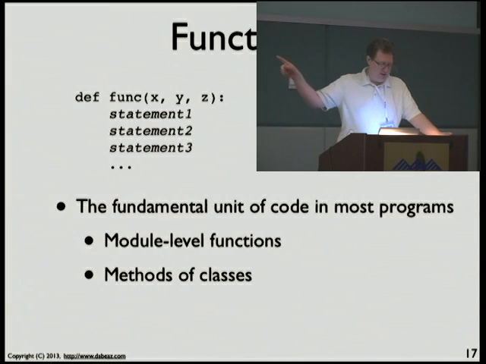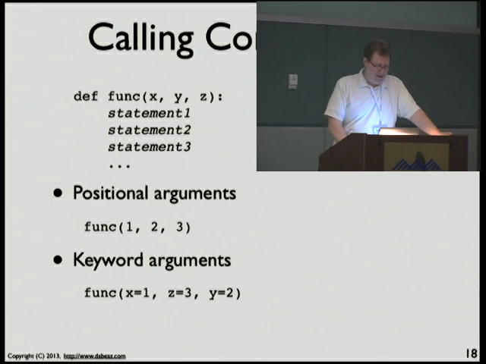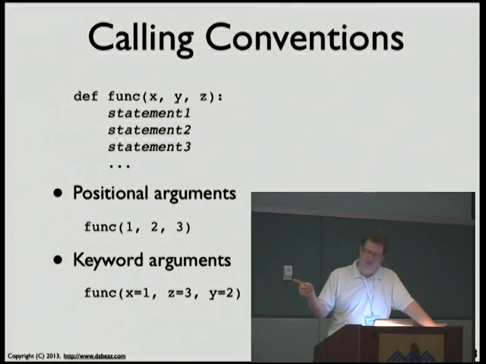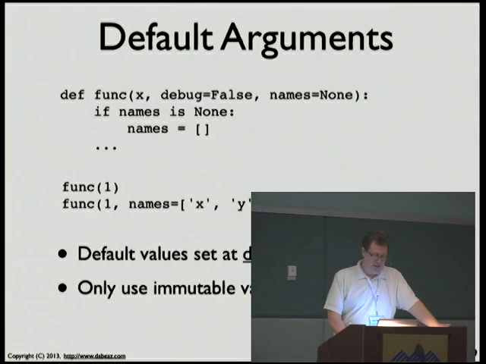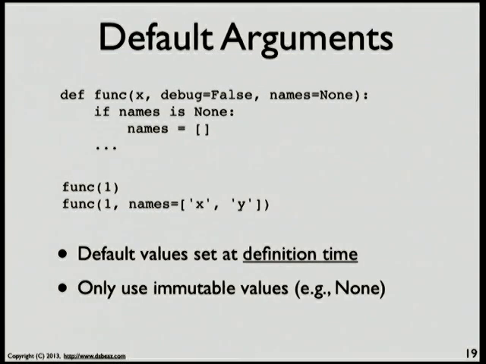Functions are probably the unit of most code in your program. You write functions and modules, you make methods of classes and so forth. Just a bunch of statements with a name attached to it. With functions, you should know that there are two different calling conventions. You should know about positional arguments, and you should know keyword arguments. You should also know that you can have default arguments.